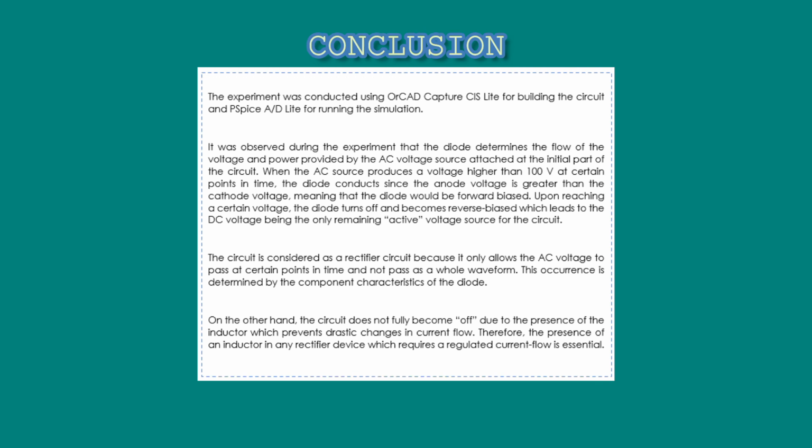Upon reaching a certain voltage, the diode turns off and becomes reverse biased, which leads to the DC voltage being the only remaining active voltage source for the circuit. The circuit is considered a rectifier circuit because it only allows the AC voltage to pass at certain points in time and not pass as a whole waveform. This occurrence is determined by the component characteristics of the diode. On the other hand, the circuit does not fully turn off due to the presence of the inductor, which prevents drastic change in current flow. Therefore, the presence of an inductor in any rectifier device which requires a regulated current flow is essential.